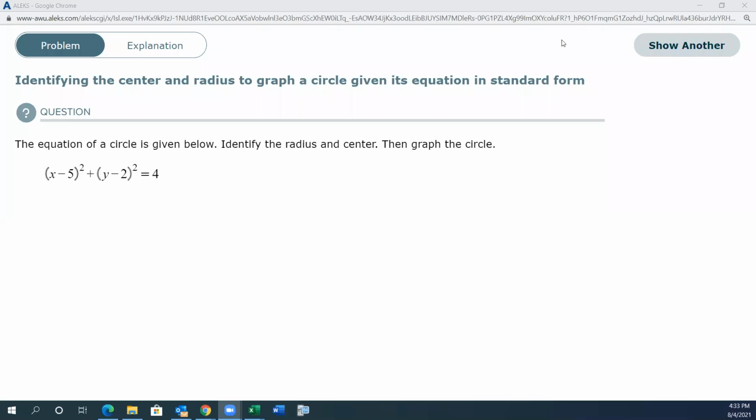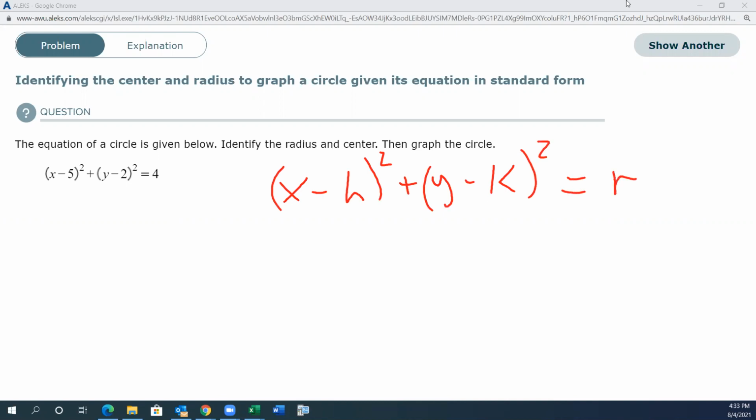Alrighty, so now let's talk about circles a little bit, more especially the equations of circles. The basic format for the equation of a circle is going to be (x minus h) squared plus (y minus k) squared equals r squared, where h, k are the coordinates of the center of the circle. So h comma k is the center, and r, of course, is the radius.